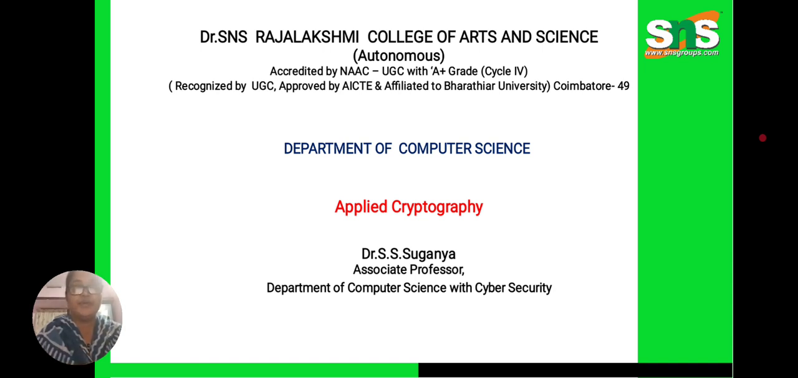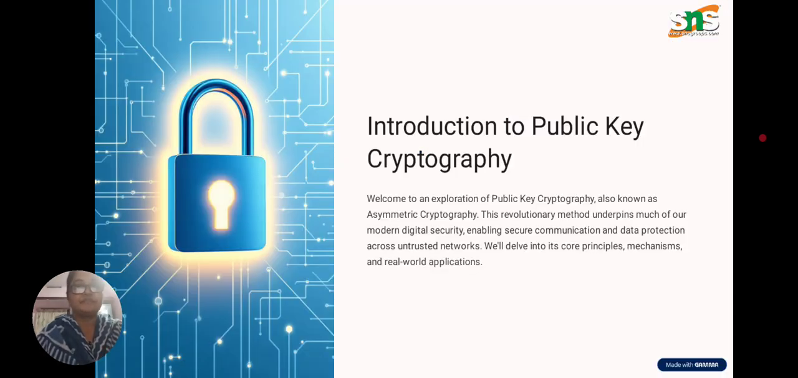So in this video, we are going to explain the topic Public Key Cryptography in the course Applied Cryptography. Let's go inside the video. Firstly, we have to know about the introduction of public key cryptography. So, what is the need for public key cryptography? It is otherwise called asymmetric cryptography, a modern encryption technique which is used to secure communication over the internet.